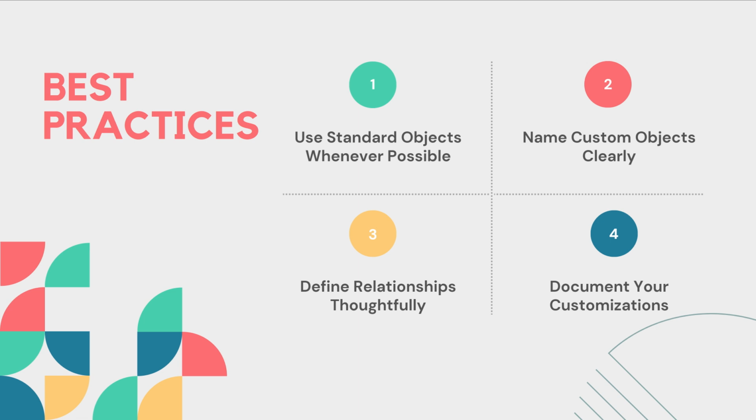Following best practices ensures that your data model is robust, scalable, and easy to maintain. Use standard objects whenever possible. Leverage Salesforce's built-in functionality to minimize complexity. Name custom objects clearly. Use clear and descriptive names to avoid confusion and ensure ease of use. Define relationships thoughtfully. Establish proper relationships between objects to maintain data integrity and support reporting needs. Document your customizations. Maintain documentation for any custom objects and fields you create to ensure consistency and ease of maintenance.